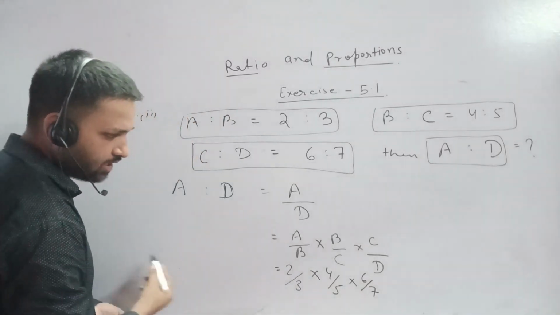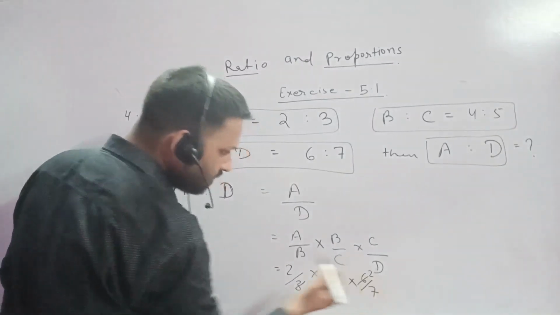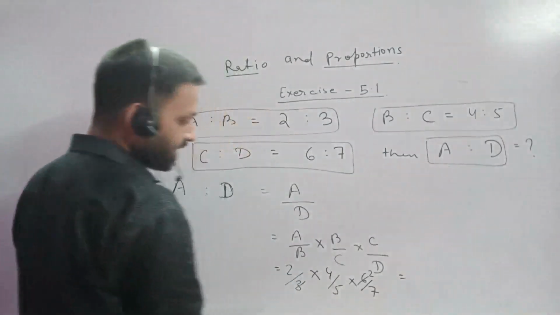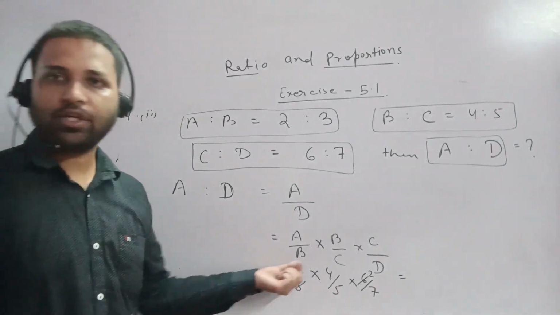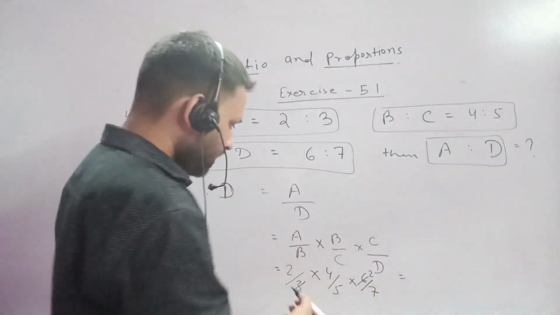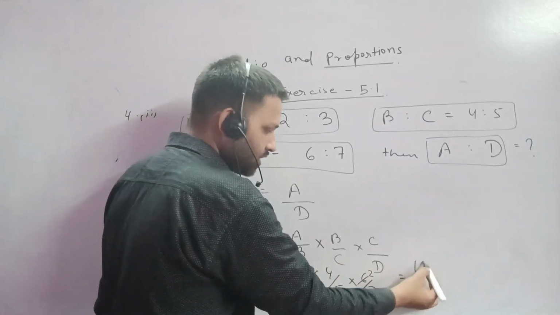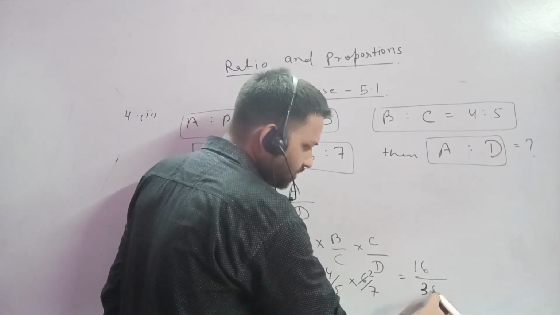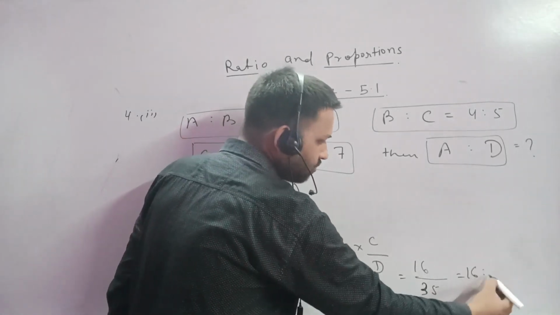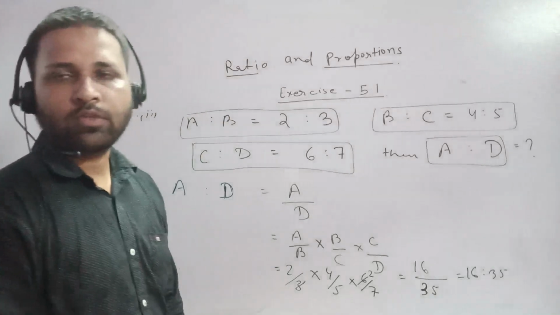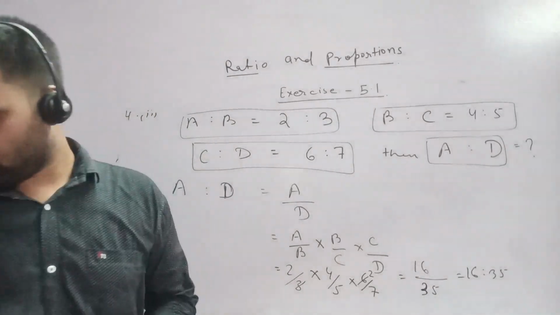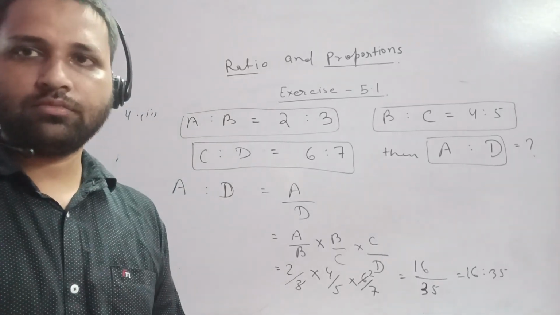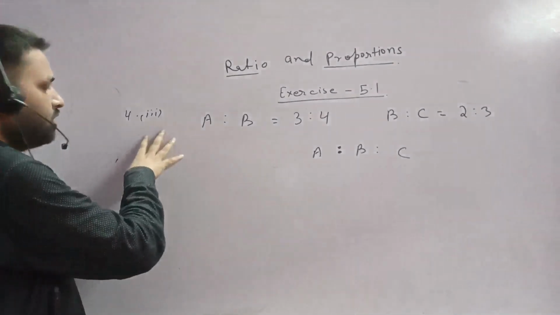Is something cancelled? 3 ones are 3, 3 twos are 6, but nothing is cancelled. So you multiply numerator to numerator and denominator to denominator. 4 twos are 8, 8 twos are 16, and now write here the denominator 35, because 5 sevens are 35, and write here 16 is to 35 is the final answer. Okay, now we are going to solve question number 3 of 4. Now it is question number 3 of 4.